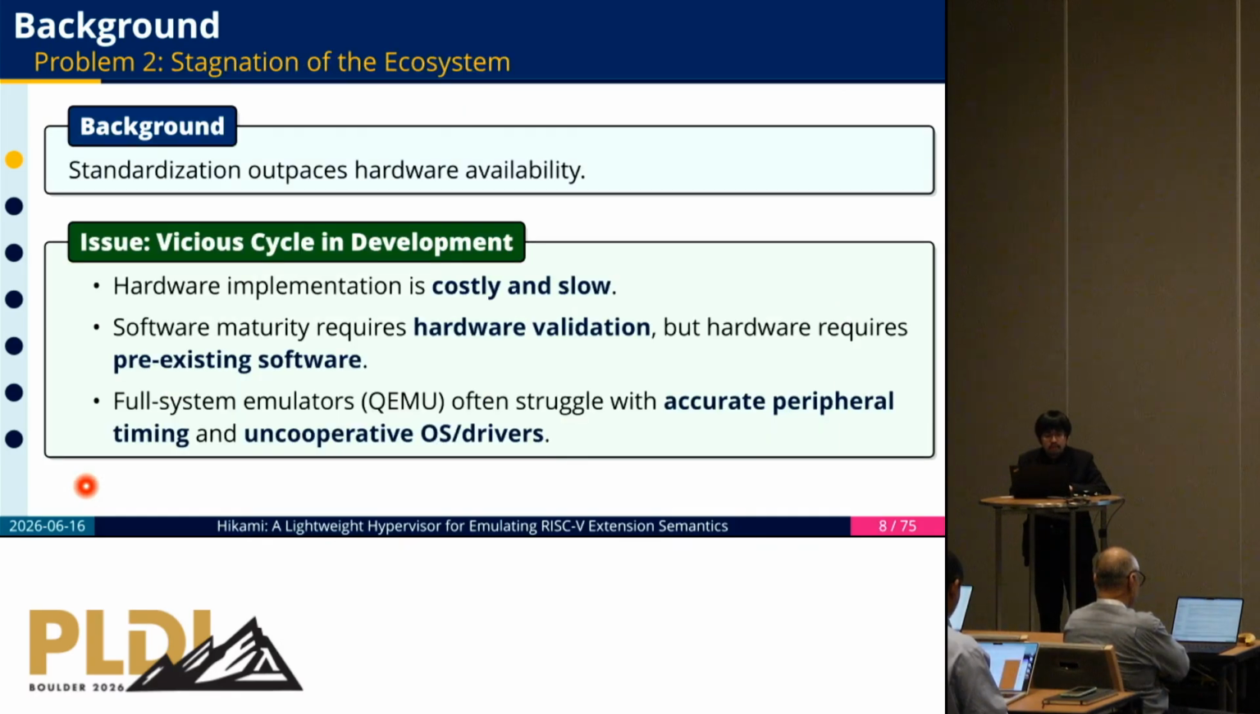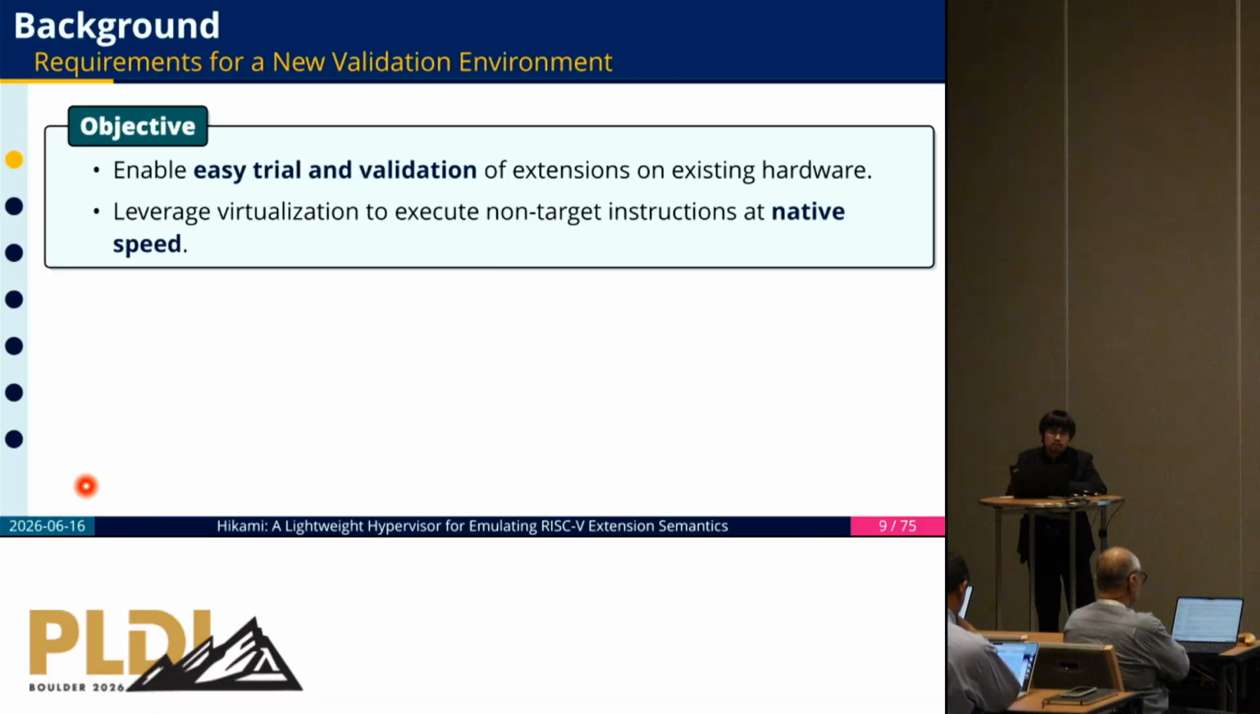The second problem is ecosystem stagnation, a chicken-and-egg cycle between hardware and software development. While emulators like QEMU exist, they abstract low-level interaction, making hardware-coupled validation difficult. So how can we bridge this adoption gap? How can we enable early software validation without waiting for expensive silicon?